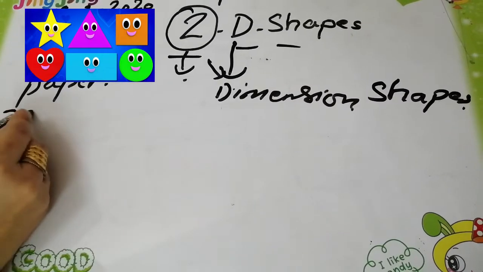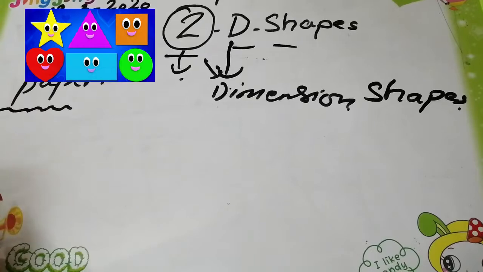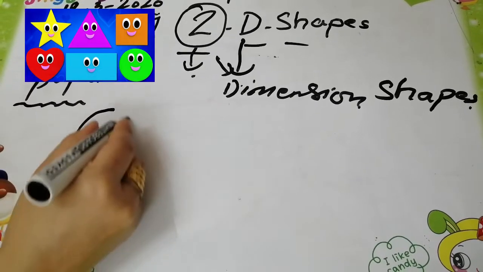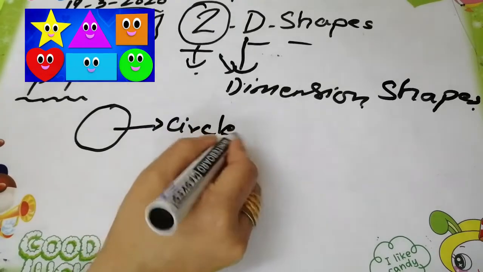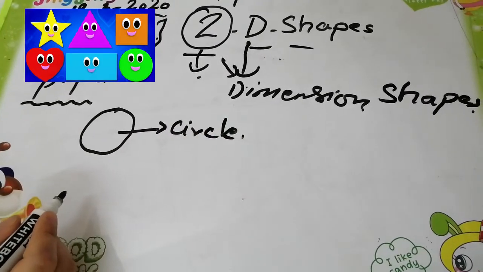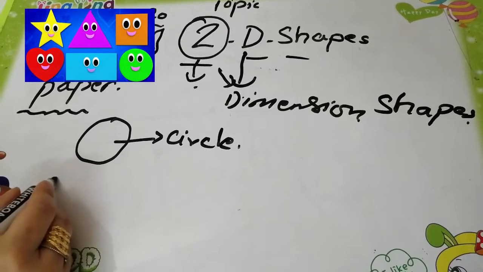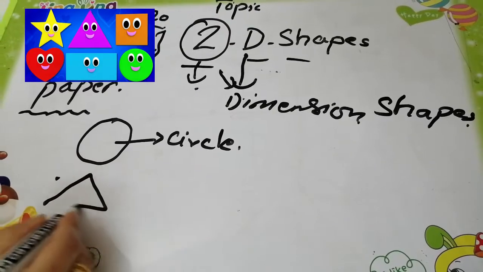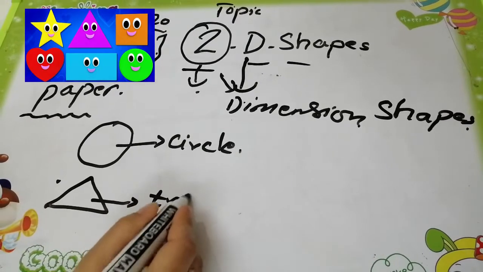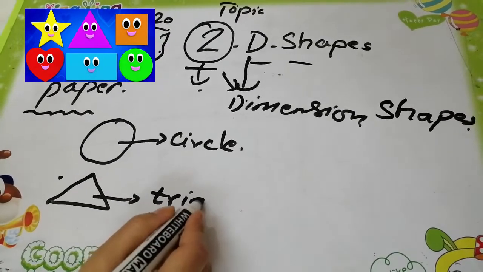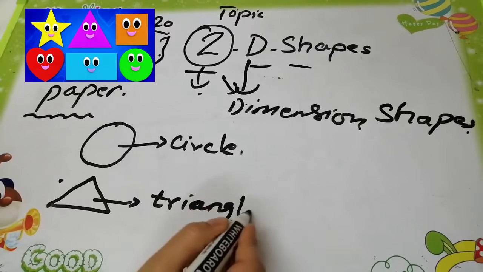Yes, Omar, can you tell? Oh, great. We can draw a circle on a piece of paper. Okay. Now, yes, Khadija, my dear student, you tell me. Can we draw a triangle on a paper? Yes, of course. We can draw a triangle on a piece of paper.